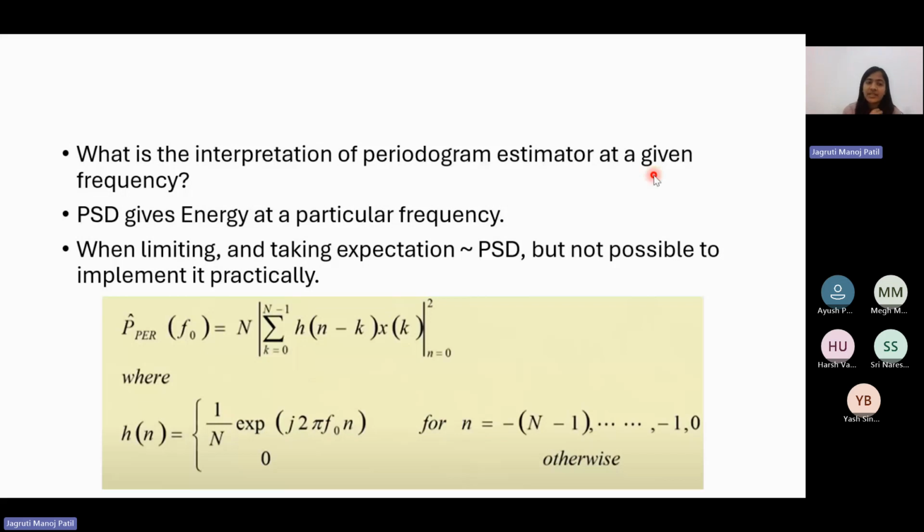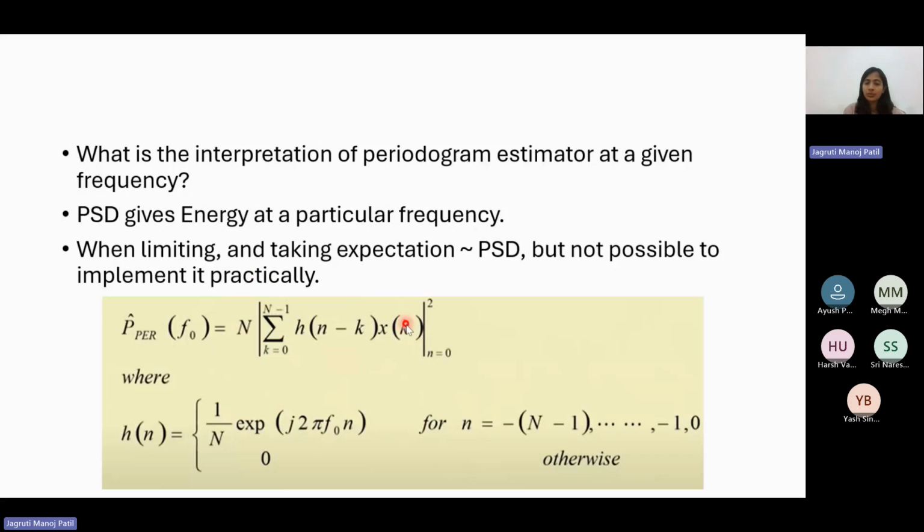Now, what you are interested in is not how the function or the spectra is giving you all the points over the entire duration, but rather at a given frequency point. So power spectral density will give you the energy at a particular frequency. But when limiting and taking the expectation, it is nothing but the power spectral density, but it's not possible to implement it practically.